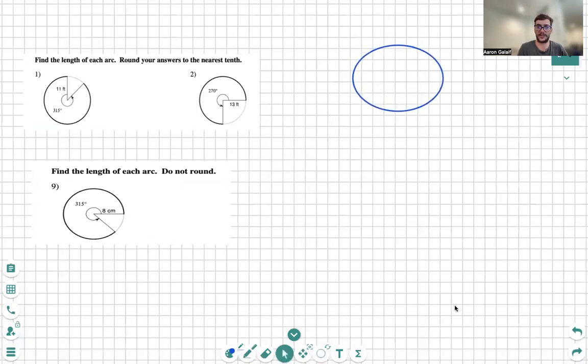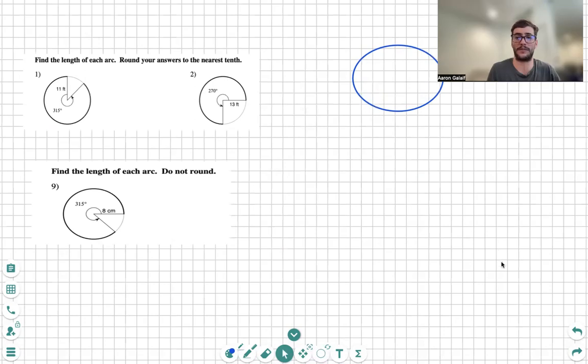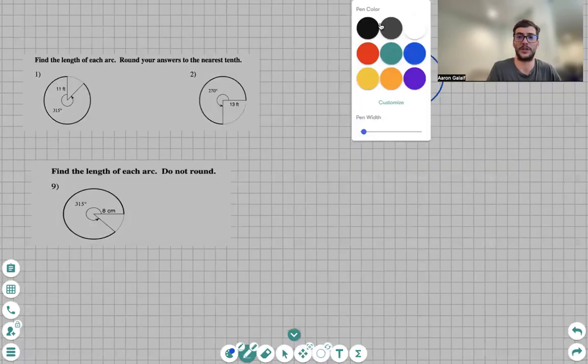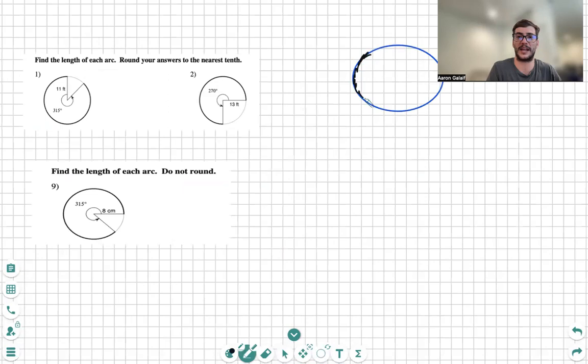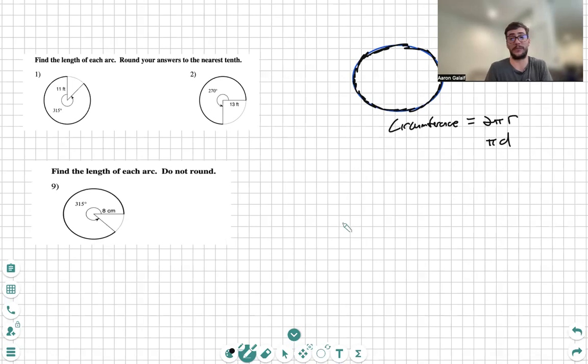What is a circumference? A circumference is the perimeter of a circle, right? The circumference is this length that goes all the way around the circle. That is our circumference. It is measured by 2 pi times the radius or pi times the diameter. Either way will work. Both of those work perfectly.